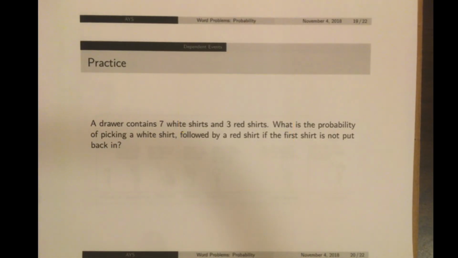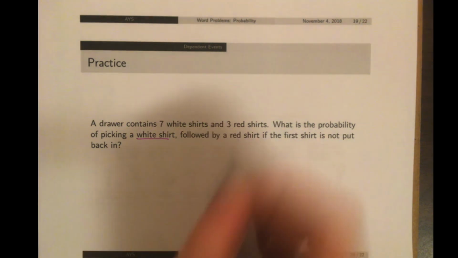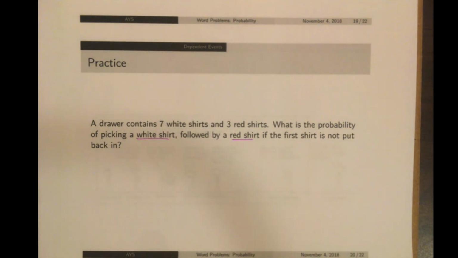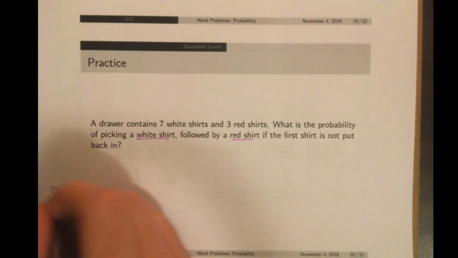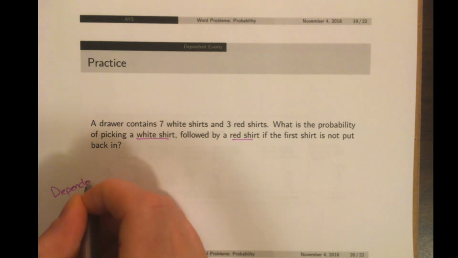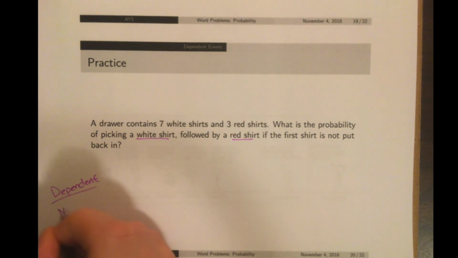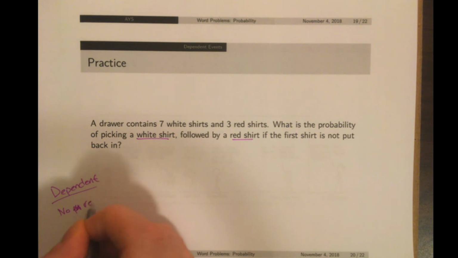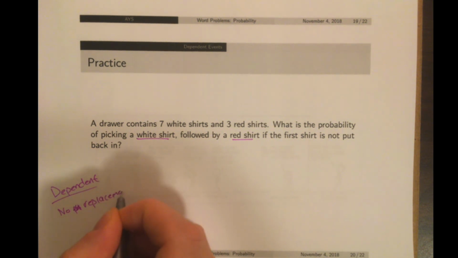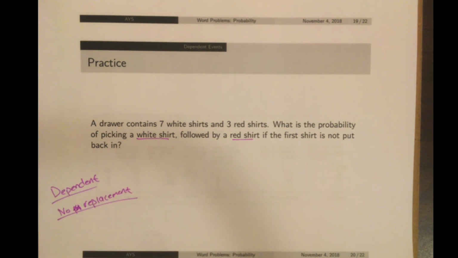Okay, and what is the probability of picking a white shirt followed by a red shirt if the first shirt is not put back in? So the first shirt is not put back in, immediately it's called dependent. Some people don't even call it dependent, they call it no replacement. Questions of no replacement, that's another way of calling these questions. So I'm going to go ahead and break it down.